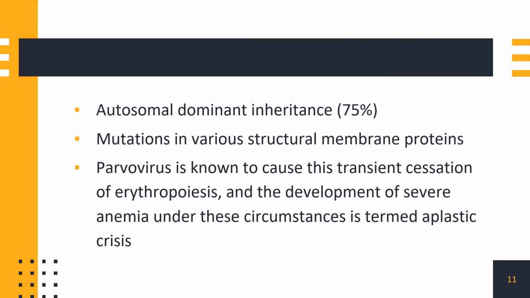The inheritance pattern of this condition is primarily autosomal dominant in 75% of cases. Mutations in various structural membrane proteins are evident, and parvovirus is known to cause this transient cessation of erythropoiesis and the development of severe anemia under the circumstances is termed aplastic crisis.